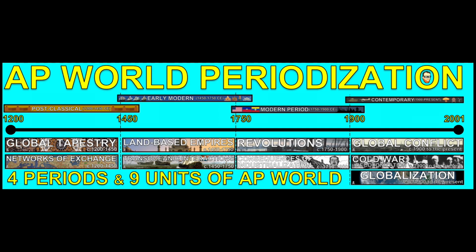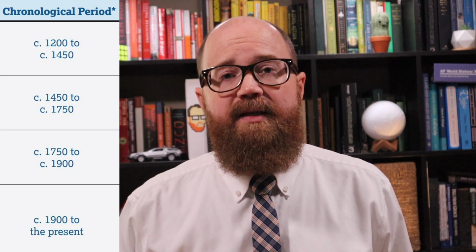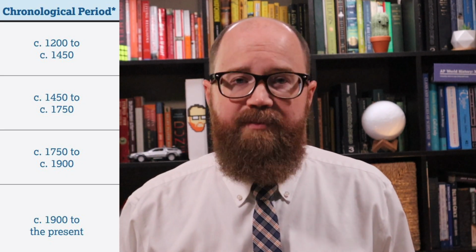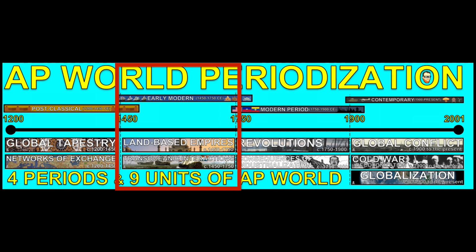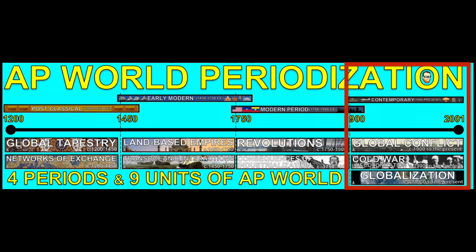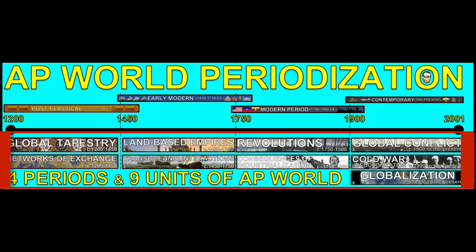But let me preface this with a legit course breakdown. You can see the four periods: post-classical, early modern, modern, and contemporary. You need to be thinking in these periods. These four chunks of time frame the whole course. 1200 to 1450, 1450 to 1750, which is where my class is in early November right now, 1750 to 1900, and finally 1900 to present, which really means 2001. And below them, you can see the units that fall into these periods. A lot of that stuff you won't see until later in the year. But even now, my class is right between units 3 and 4, you need to think of things in these periodic chunks of time.